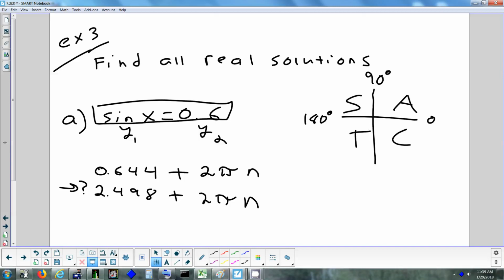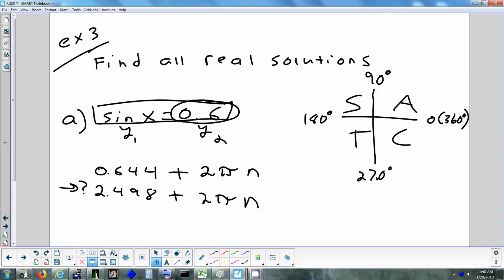Quadrant 2, that covers numbers between 90 and 180. If you give me a number between 90 and 180, I guarantee you if I take the sine of it, it'll be positive. If I take the cosine of it, negative. Tangent, negative. If you give me a number between 180 and 270, the tangent will be positive. And if you give me a number between 270 and 360, the cosine will be positive. Everything else will be negative. So that's a hint at where the second answer is coming from.